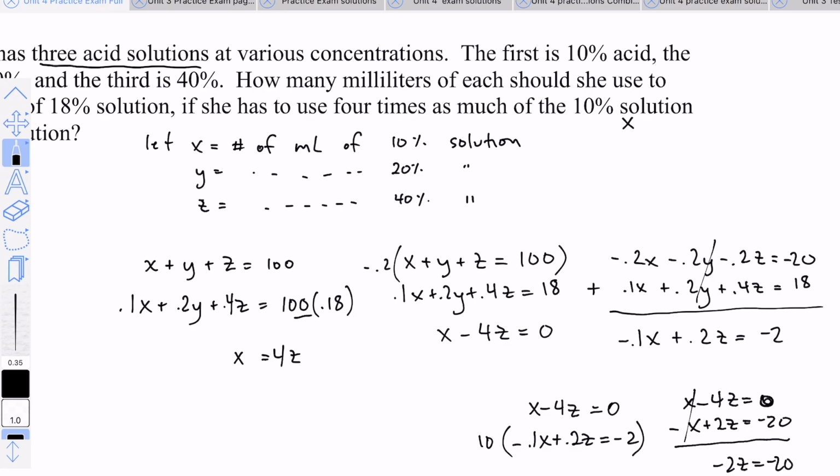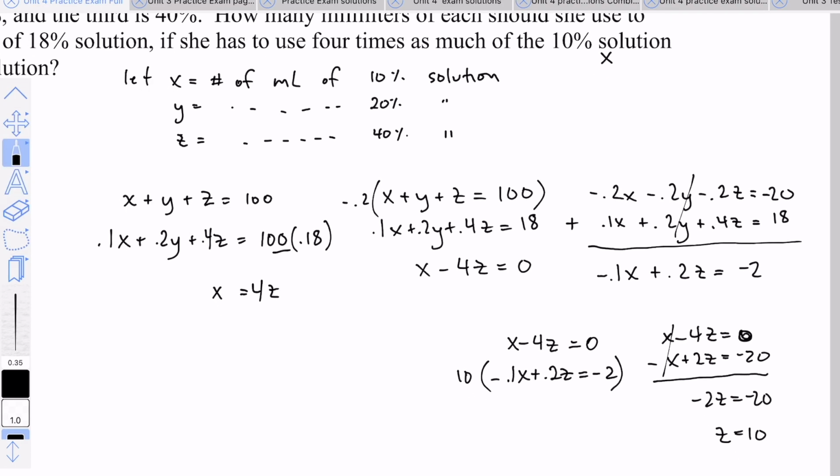So then z is equal to 10. So we know now that we need 10 milliliters of the 40% solution. And according to this, we need 4 times as much of the 10% solution for whatever we get for z. So if we get 10 milliliters for 40%, that means for the 10%, we got to multiply that by 4. So x is equal to 40.